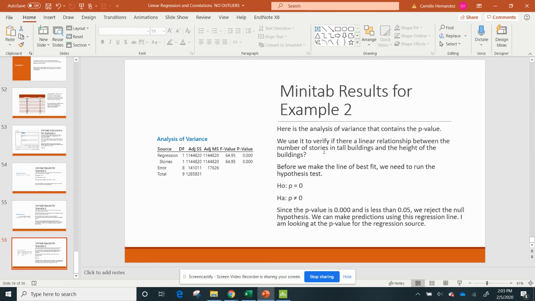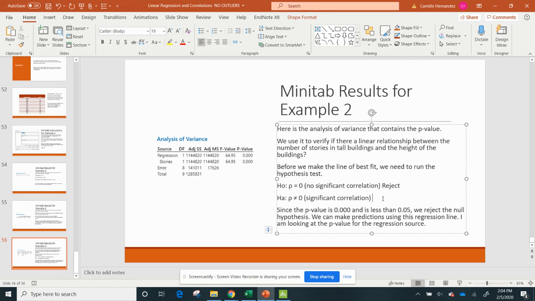So now I'm going to see if I can make predictions. Can I verify if there's a linear relationship between the two? Remember, my null is no significant correlation, and my alternative is there is a significant correlation. Looking right here across from regression, I have a p-value of 0. Since 0 is less than 0.05, I reject the null, which means I'm using the alternative. So there is a significant correlation between heights of the buildings and the stories of the buildings.